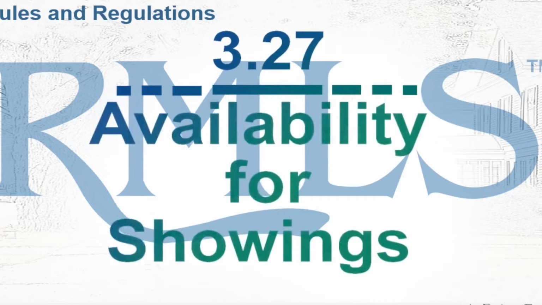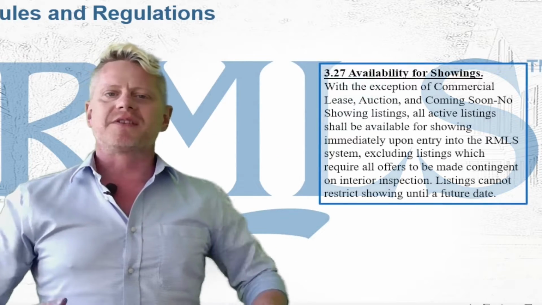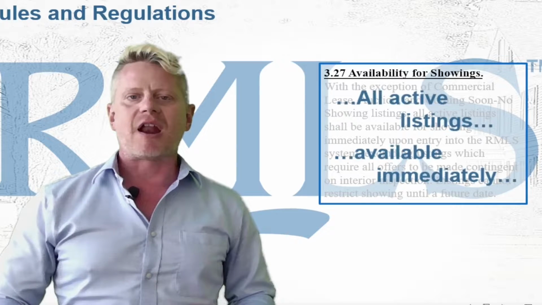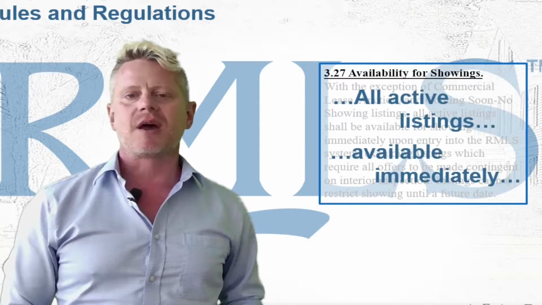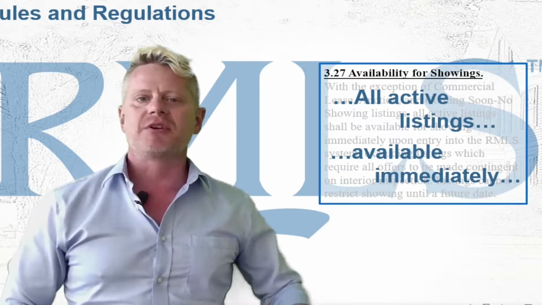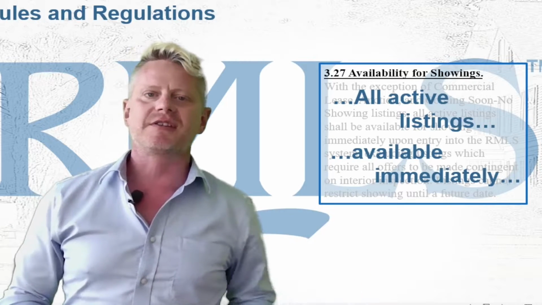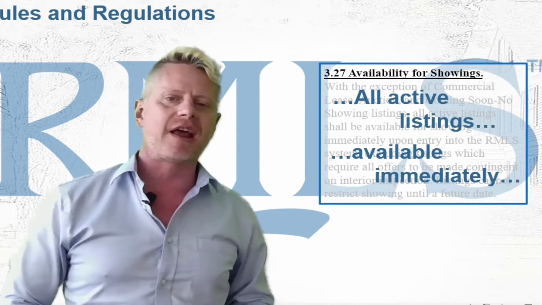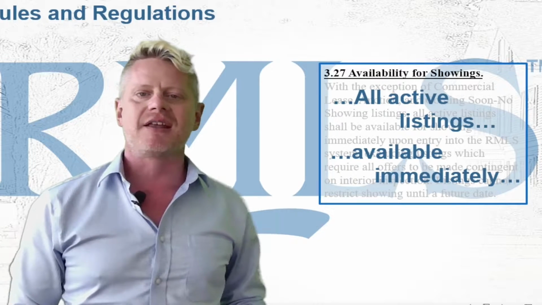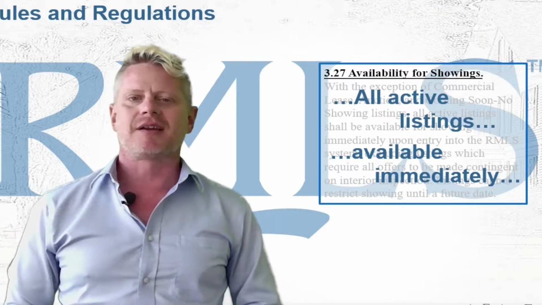Next, we have Rule 3.27, which is all about the availability for showings. While this is a very small rule, it's a very important rule, and that is that all active listings must be made available immediately for showings. If a listing is published on a Wednesday, it must be available on Wednesday. You can't publish a listing on Wednesday and say no showings until Friday, or showings start on Friday. When a listing is entered as active status, it must be made available immediately.